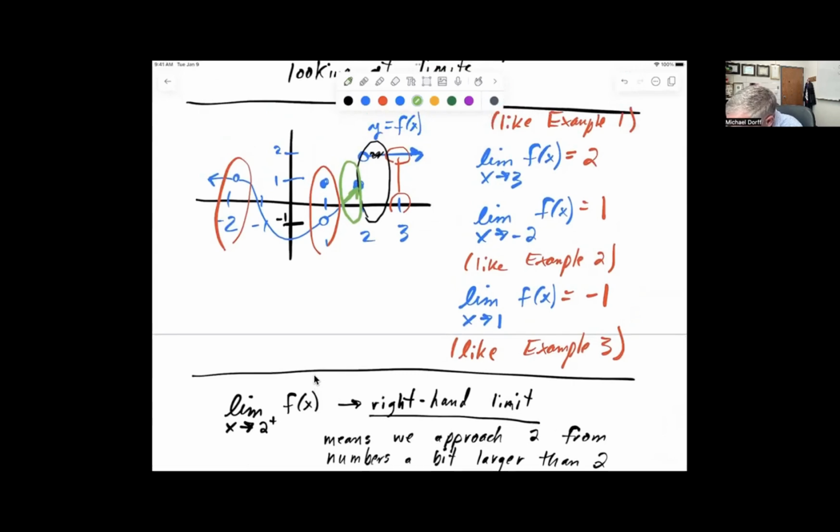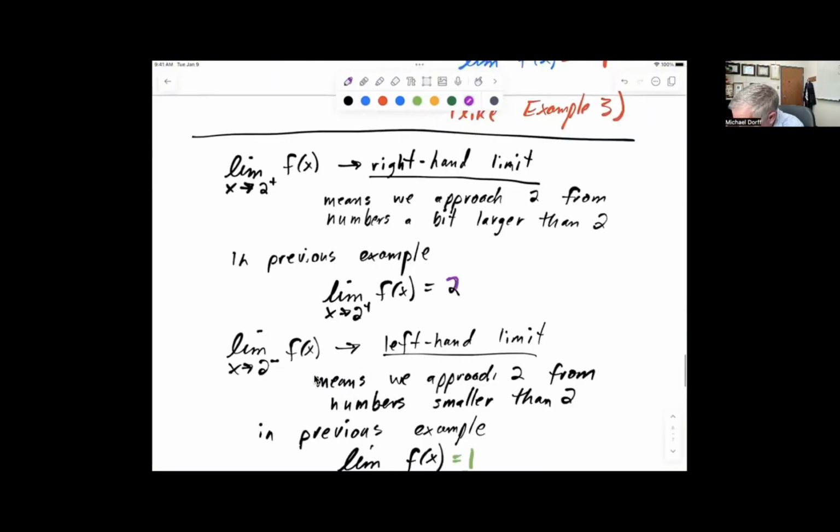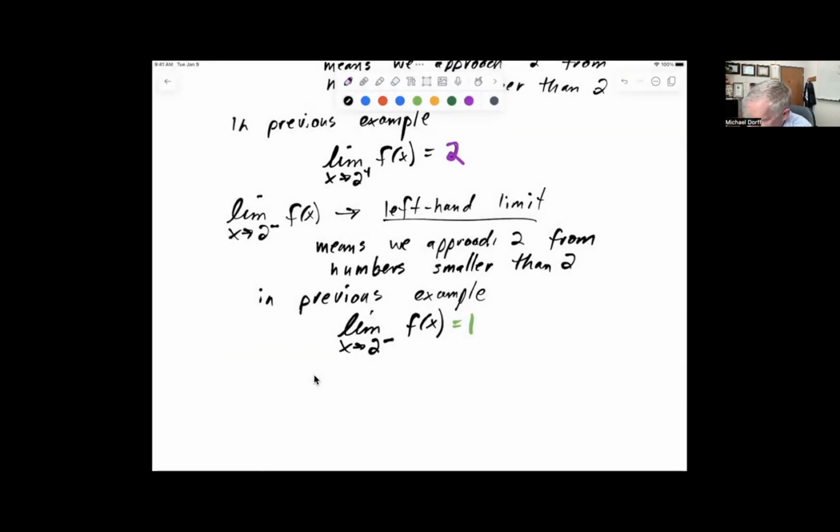Earlier, when we were going from the right, we were approaching this way and we got the value of 2. Now we're approaching from the left and we get the value 1 right there. So this is going to equal 1, and this one was 2. Okay, we have those left-hand limits and right-hand limits there.